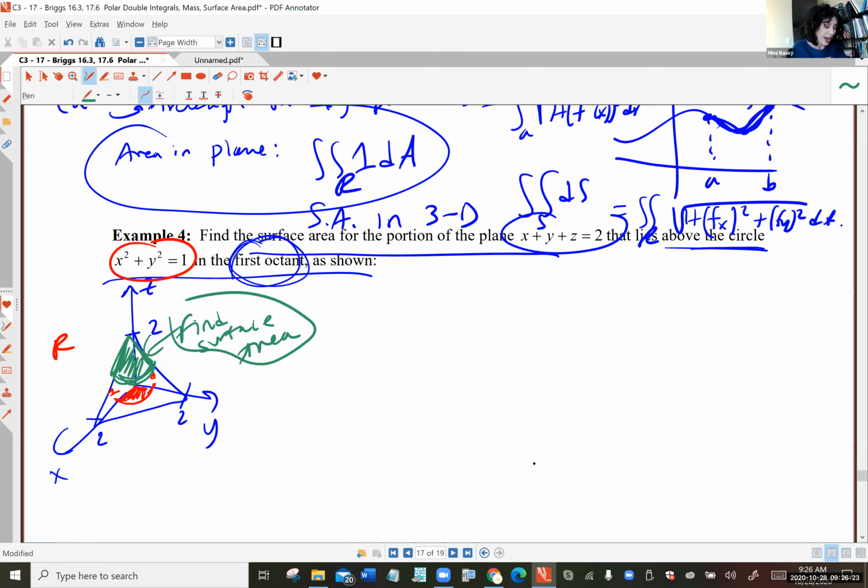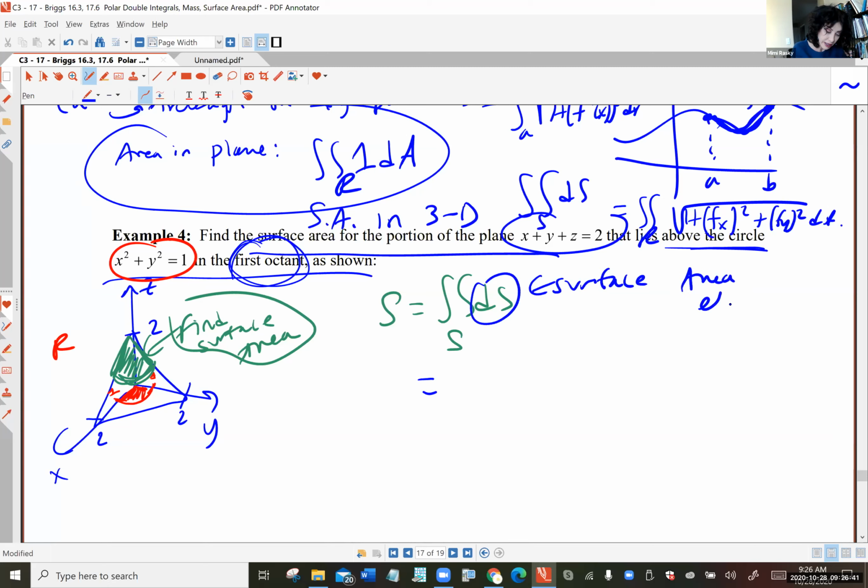Okay, so I claim the surface area is a double integral over the surface dS. That's just your basic generic, but I don't know how to integrate that. So you're going to turn it into a regular double integral that we can do business with. How? Well, this dS is what we call the surface area element, and it's going to get replaced with a big old radical with 3 things inside.